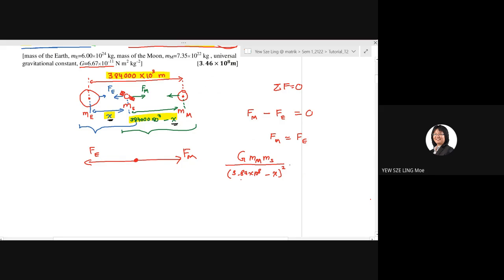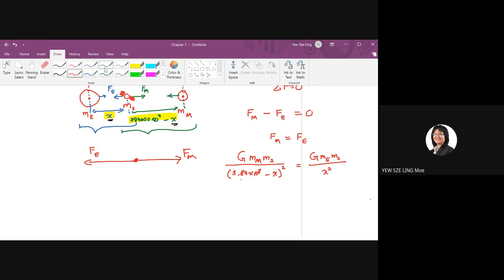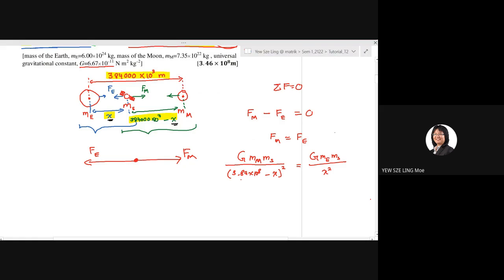Remember to square it. Usually students get it wrong because they forget about the square, which is then equal to G. Now, Fe is the force between the Earth and the spaceship. Therefore, G ME ms over x squared. Over x squared. Now, when it comes to this step, you're almost done. You just need to think about how you are going to simplify it. And also, there's an issue. We don't have the values of the mass of the spaceship, ms.